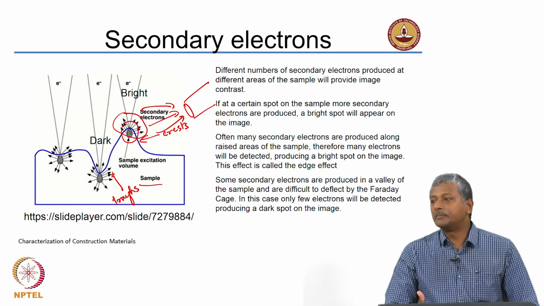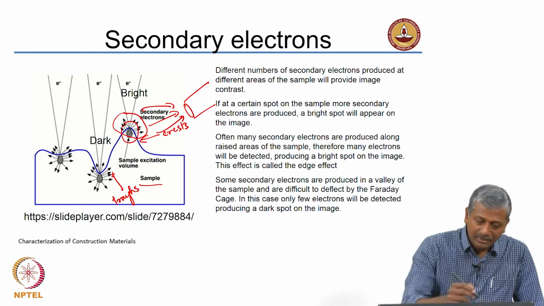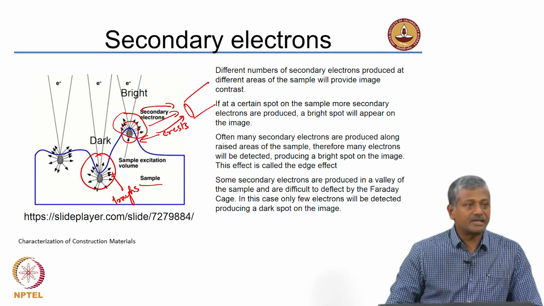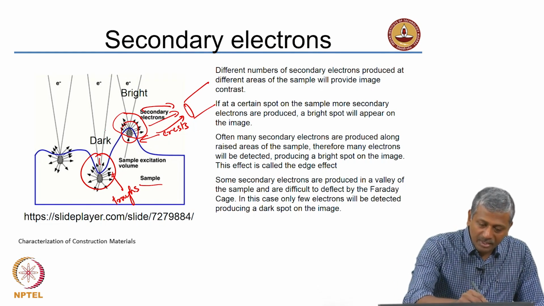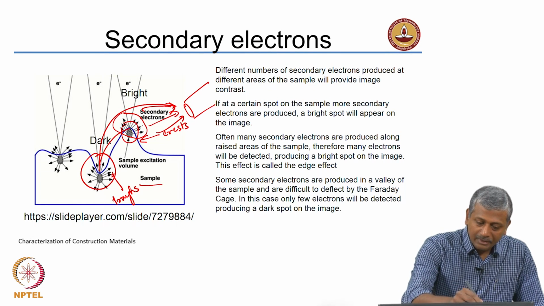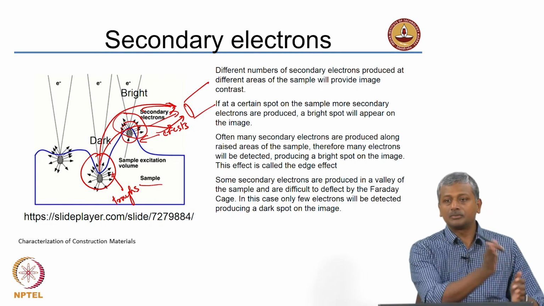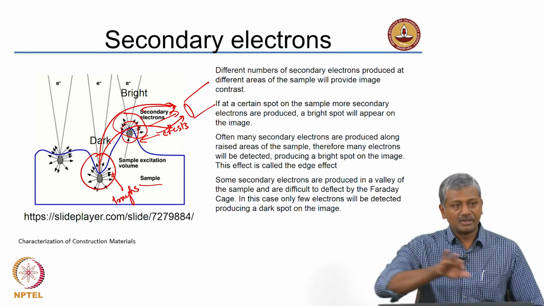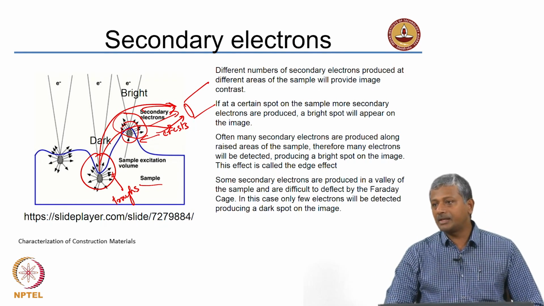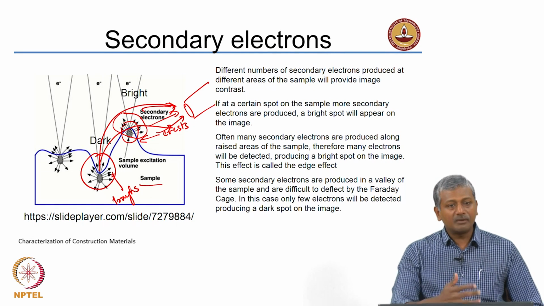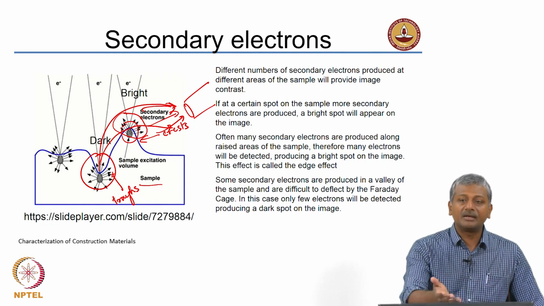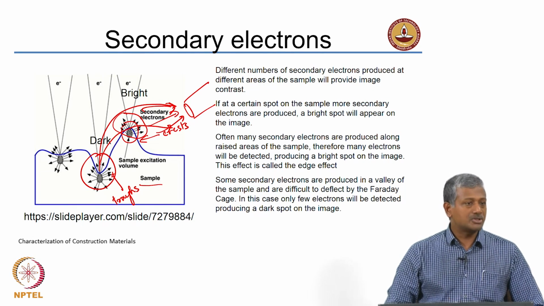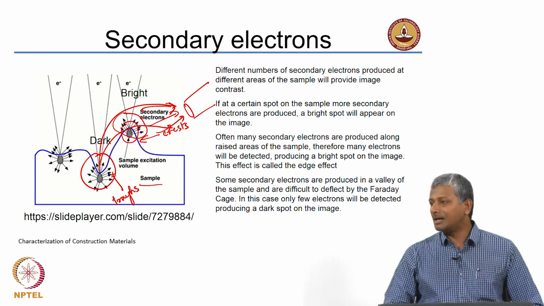It will appear bright. On the other hand, when you have a trough, a lot of these secondary electrons that are getting out may not get a chance to completely go towards the detector, because they need to go across all the valleys and hills that are available on the surface to really make it to the secondary electron detector. So, many of these electrons may not be able to get detected, because of which the troughs will appear darker in color.